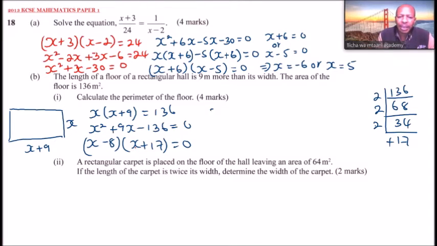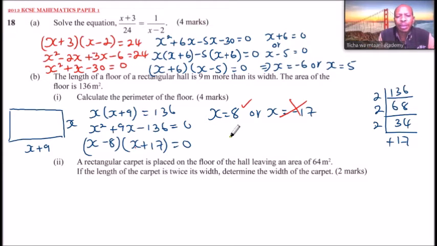So from there you get x is equal to, you take the 8 to the other side, you get 8, or x is equal to minus 17. But here we are talking of length, so length cannot be negative, so we ignore that and we say then this x is equal to 8.